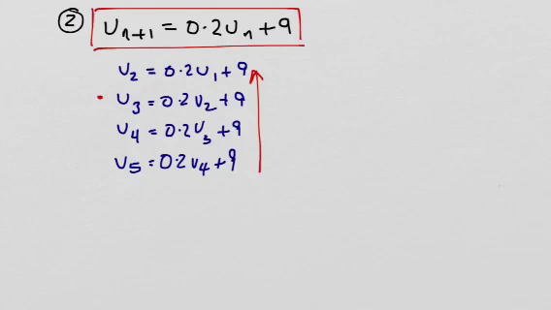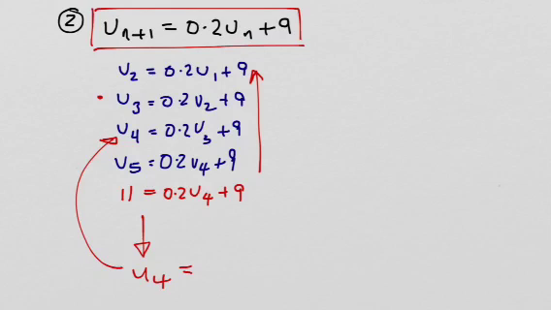How am I going to do that? Well, the question tells us that u5 is 11. So I'm going to put 11 in for u5. So 11 equals 0.2 of u4 plus 9. If I solve that, I can find out what u4 is. And then if I substitute that in here and repeat the process again, I can then work out what u3 is. So work backwards twice.